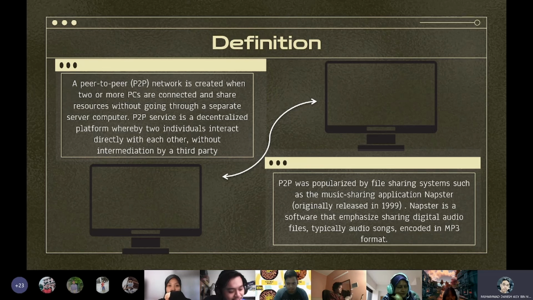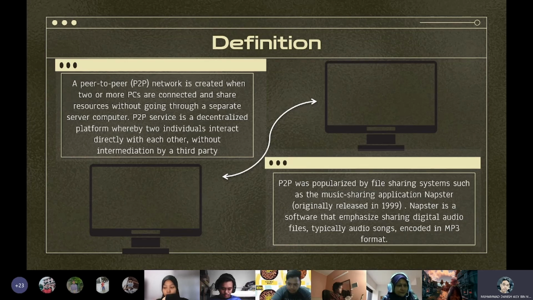P2P was popularized by file sharing systems such as the music sharing application Napster. It was originally released in 1999. Napster is software that enables sharing of digital audio files, typically songs encoded in MP3 format.